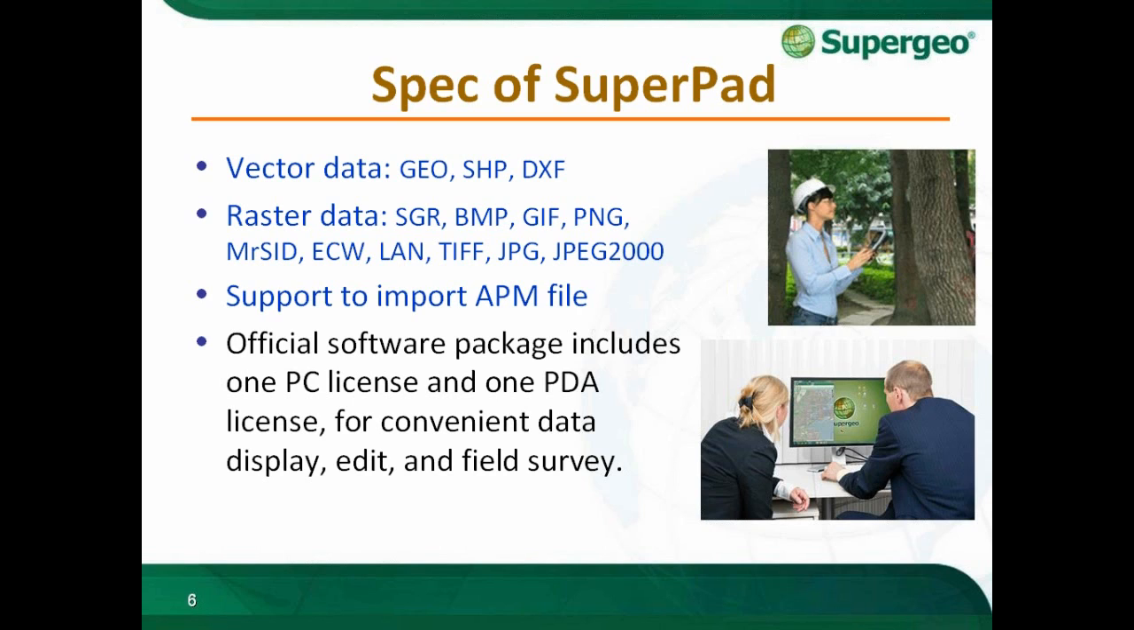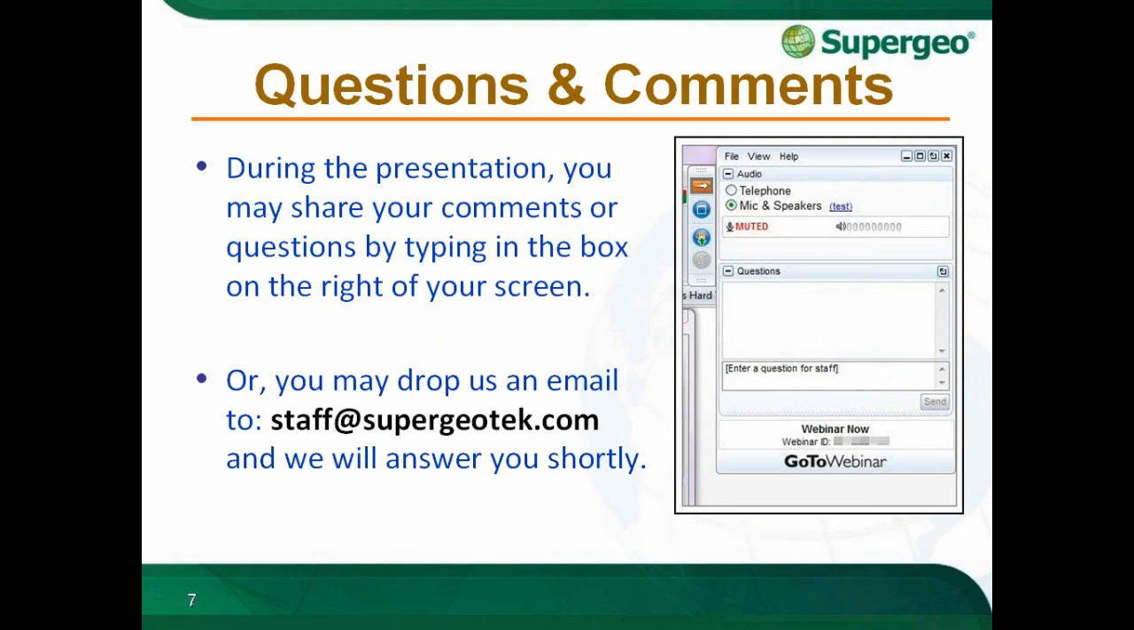One Superpan software includes two licenses, PC and PDA versions. So it's easier for users to prepare the maps in the office, and when you would like to do the field survey, you can install the PDA license on your handheld devices and use the GPS to collect the data. So one price, two licenses. Okay, this is the overview of Superpan, our main target today.